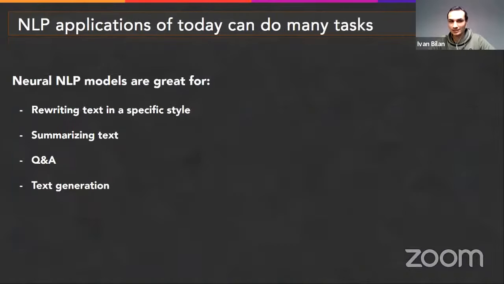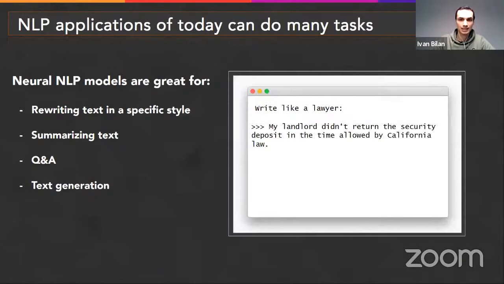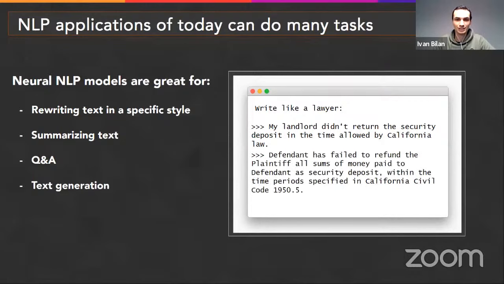Right, what else can NLP do today? NLP is really good at rewriting text. So here's an example. You can give a prompt to GPT-3 and say, hey, write this sentence as if you were a lawyer. So you write in, "A landlord didn't return the security deposit in the time allowed by California law." GPT-3 will actually write it as a lawyer. And it sounds very, very formal.